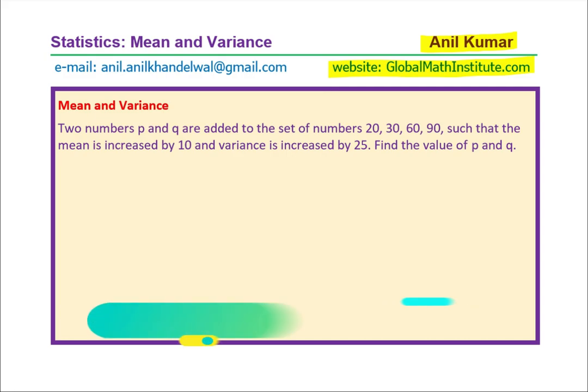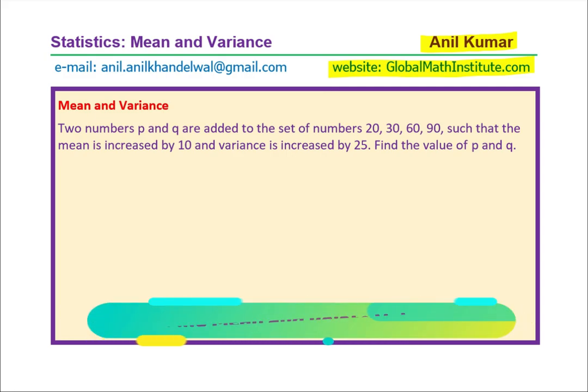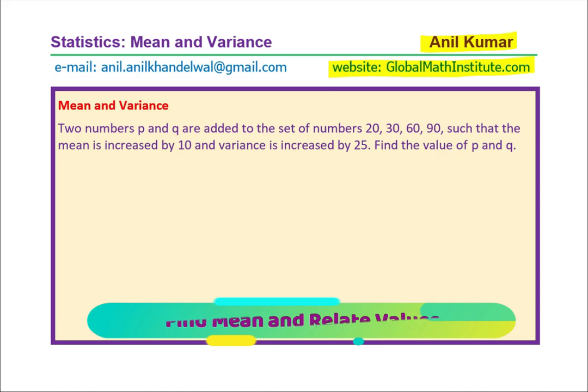Here is a brilliant question from one of our subscribers. It is based on statistics. The question here is, two numbers P and Q are added to set of numbers 20, 30, 60, 90 such that the mean is increased by 10 and variance is increased by 25. Find the value of P and Q.